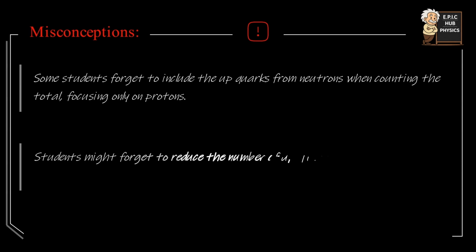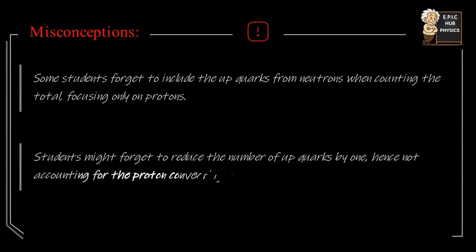Another common mistake is forgetting to adjust the number of up quarks when a proton undergoes beta plus decay. Since a proton converts into a neutron, 1 up quark changes into a down quark. If this step is overlooked, students might end up with 1 extra up quark in their final count. Remember, always reduce the number of up quarks by 1 when accounting for the proton to neutron conversion in beta plus decay.